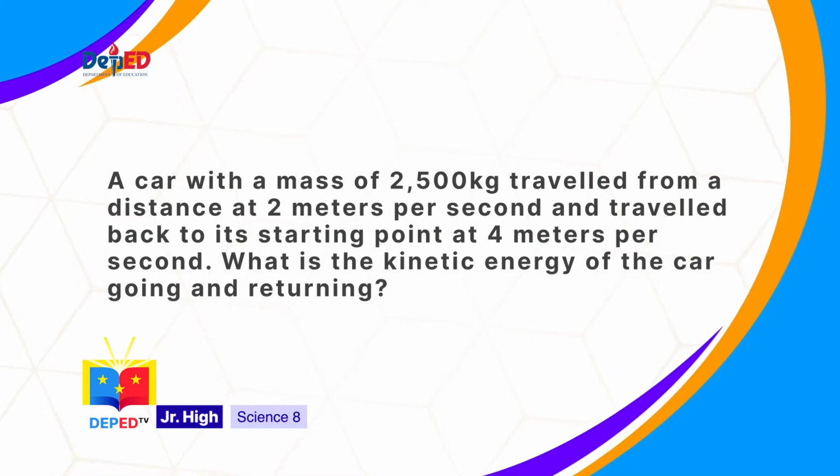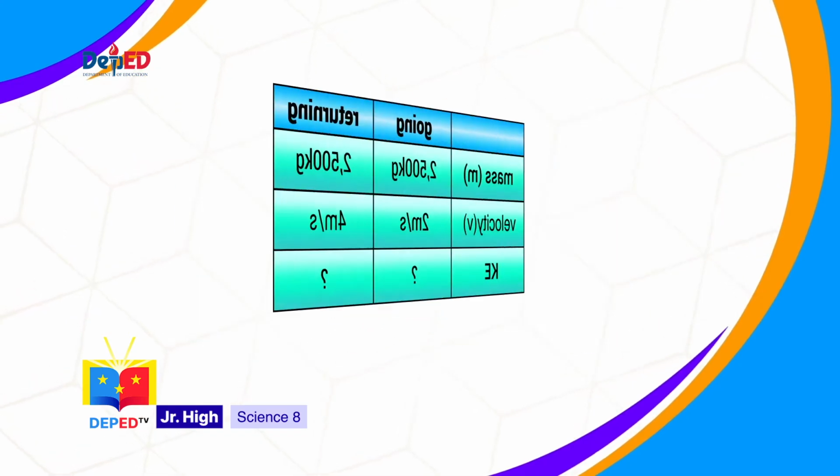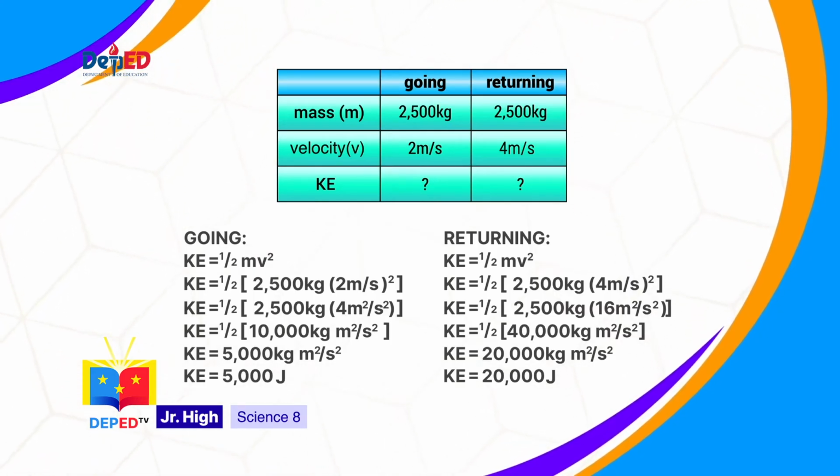Done? Take a look at this and check if you got it right. The kinetic energy of the car going is 5,000 joules and 20,000 joules kinetic energy when it returned.